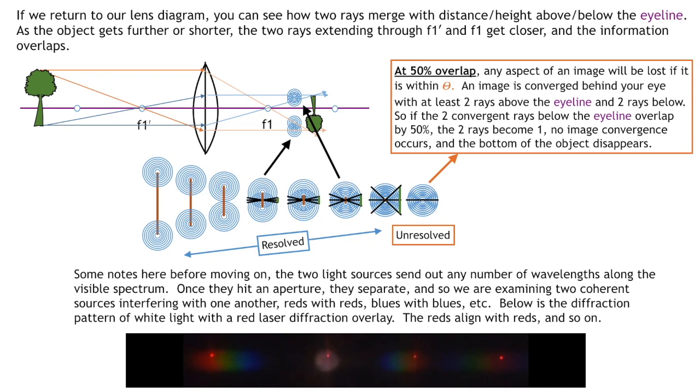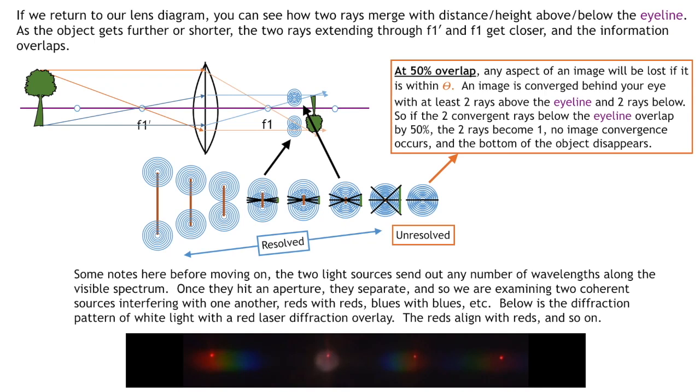Before, you can see how the constructive zones get fewer and fewer with more and more angle divergence until you get to the unresolved 50% overlap point. So again, at 50% overlap, any aspect of an image will be lost if it is within theta. An image is converged behind your eye with at least 2 rays above the eye line and 2 rays below. So if the 2 convergent rays below the eye line overlap by 50%, the 2 rays become 1. No image convergence occurs, and the bottom of the object disappears.